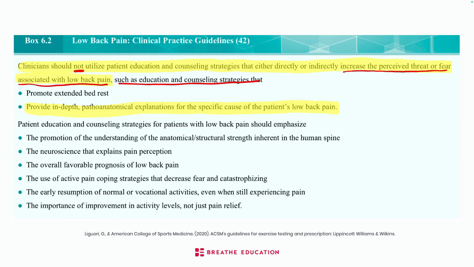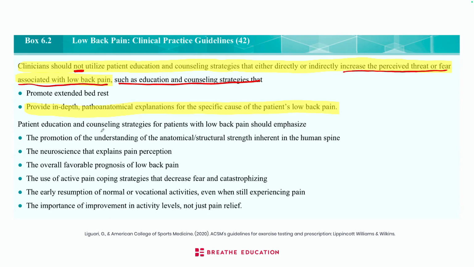So the clinical guideline says don't tell them it's their disc or it's their arthritis or it's their facet joint or it's their insert, itis, osis or opathy, right? The guideline specifically says don't say that to your clients after we've screened for red flags.